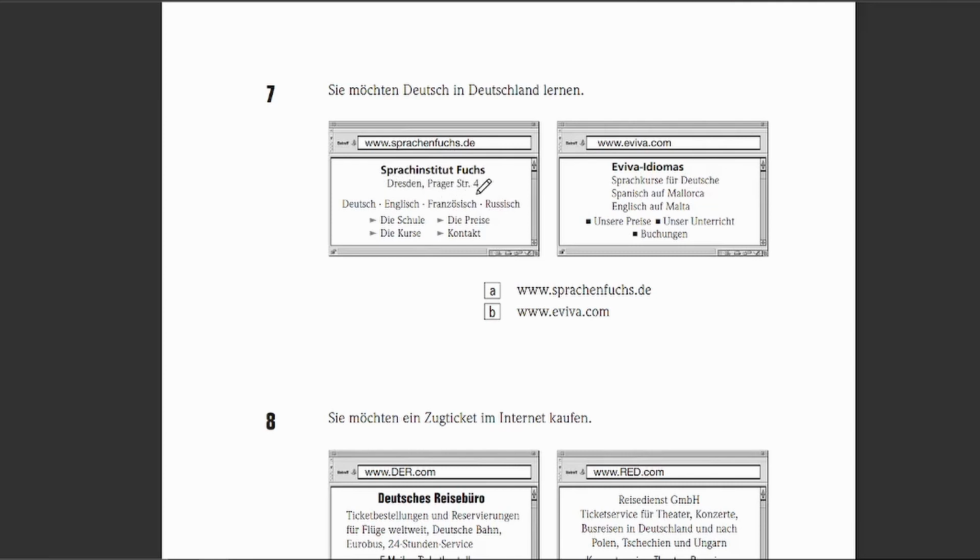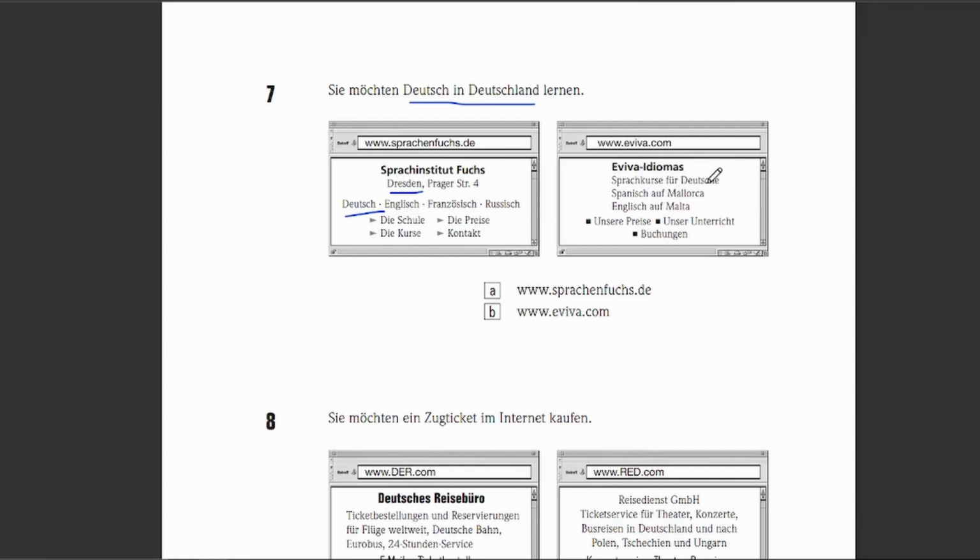They have given the address. You can learn here Deutsch, English, Französisch, Russisch, yeah? And they have given the price details, course details, and you can also learn German because you have to learn German in Germany. Dresden is in Germany. Here you can learn German in Germany. Okay, seems to be more appropriate, but let's check the next one.